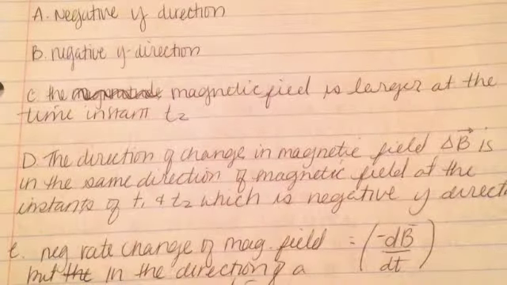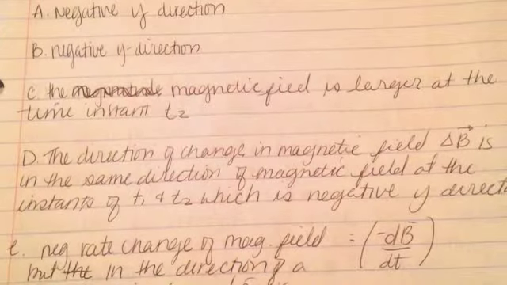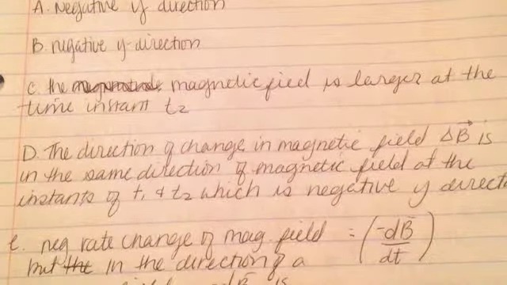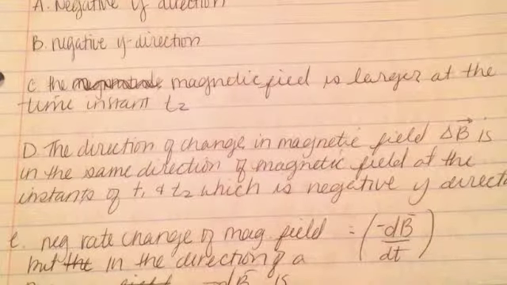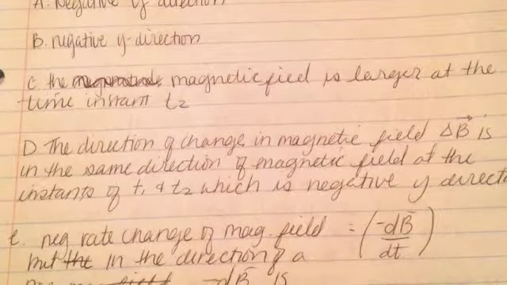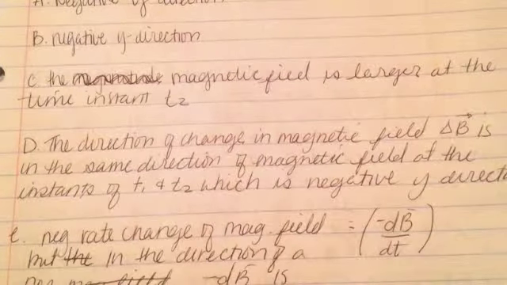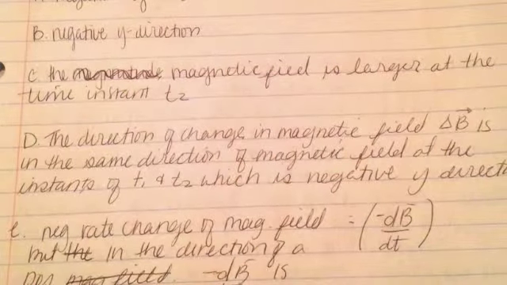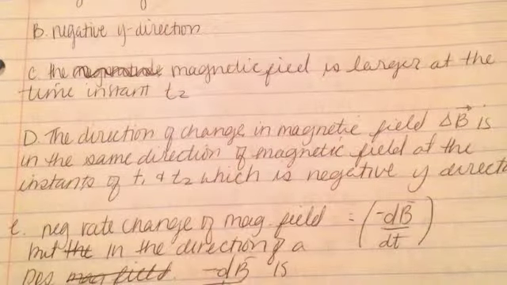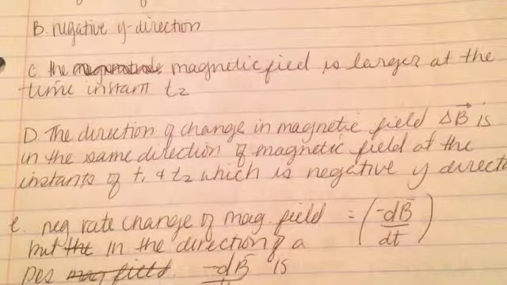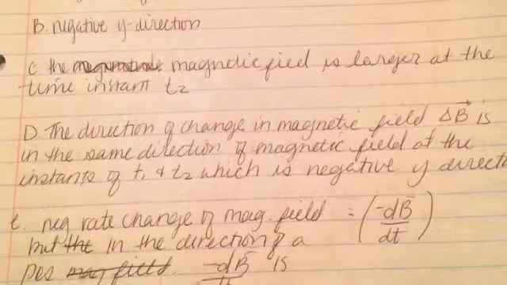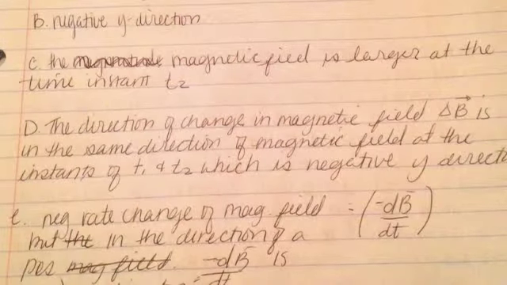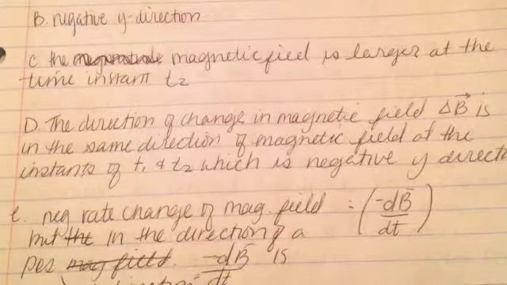So, part D asks us what's the direction of delta B, the vector change in the magnetic field from T1 to T2. It also goes in the negative y direction. Basically, the direction of the change in field, which is delta B, is in the same direction as the magnetic field. So, it's also in the negative y direction.